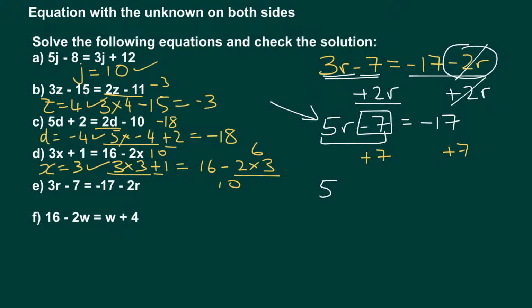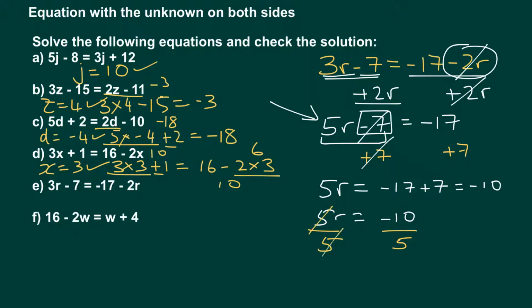This leaves us with 5r is equal to negative 17 plus 7, which is negative 10, as the 7's have now cancelled out on the left-hand side. So 5r is equal to negative 10. Now, to get rid of that 5 here, we have to do divided by 5 on both sides, where the 5's get cancelled out, and we are left with r is equal to negative 10 divided by 5, which is simply negative 2. So the solution for part E is r equals negative 2.